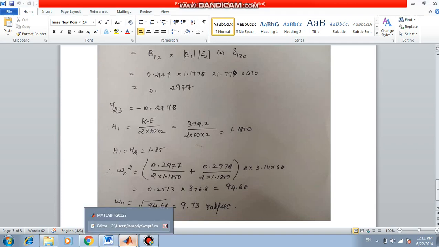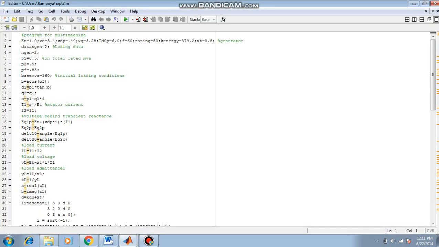Then we have written a program to find all these values. See, first you feed all the data in MATLAB: ET value, XD, all the reactances, the rating, which is 80 MVA, then kinetic energy, XT, all the values you give as data. Now I have shown the calculations, and everything is written here as formulas and equations.